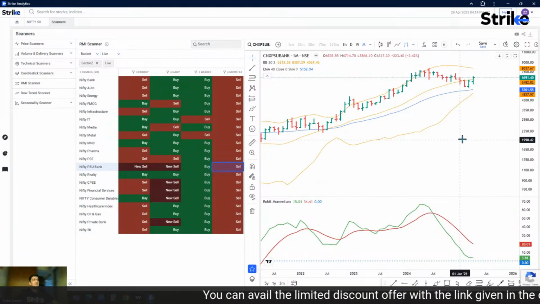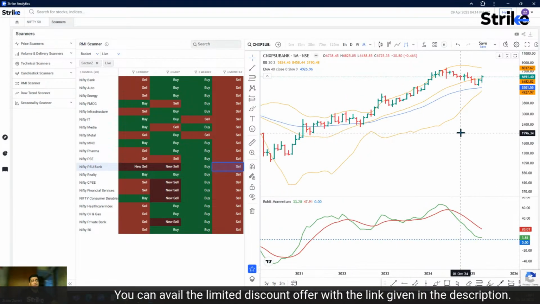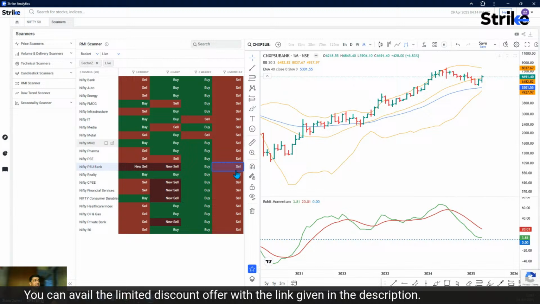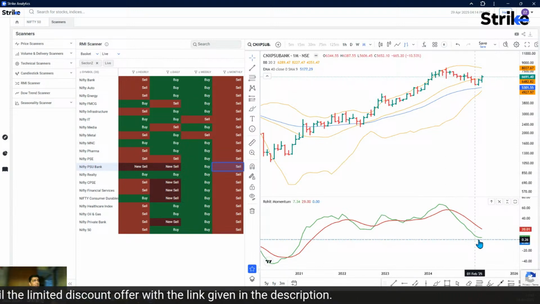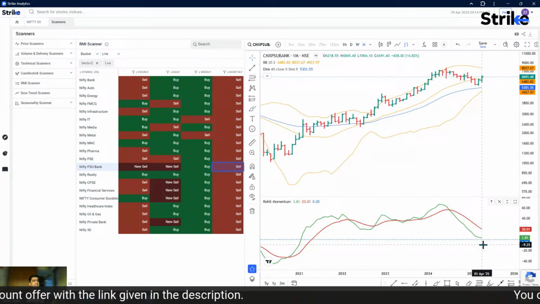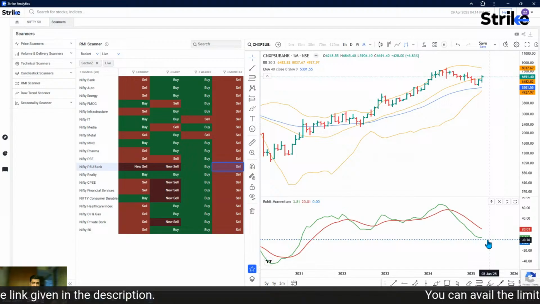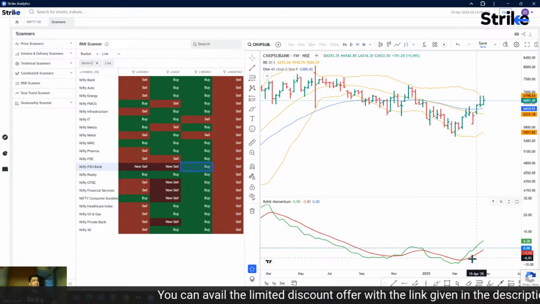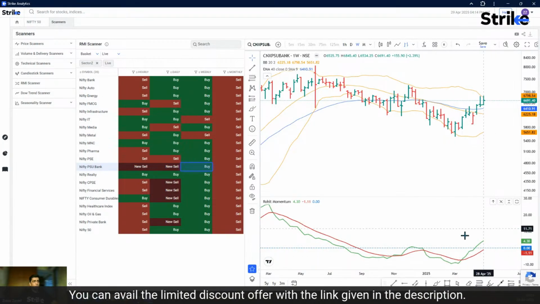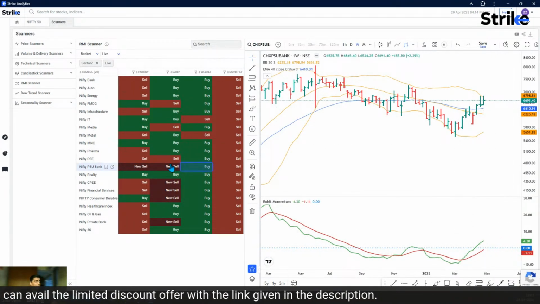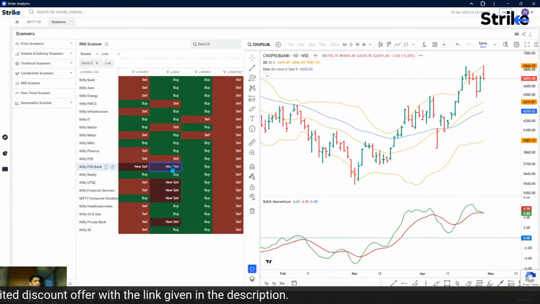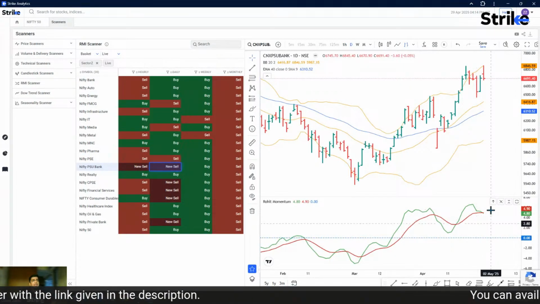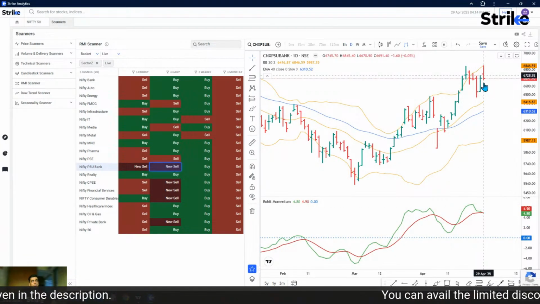So this means that, first of all, if you are an investor, the monthly time frame RMI is in a sell mode. So do not invest in PSU. That is the first thing over here. On a weekly, it is in a buy mode. So when on a weekly there is a buy mode, and on the daily there is a sell mode, we would ignore this. So don't try to sell everything.